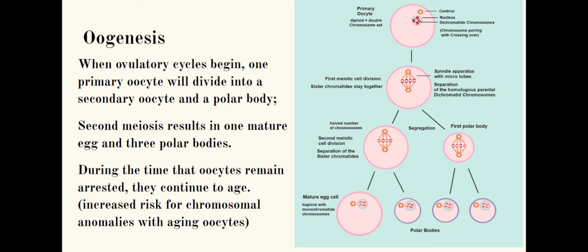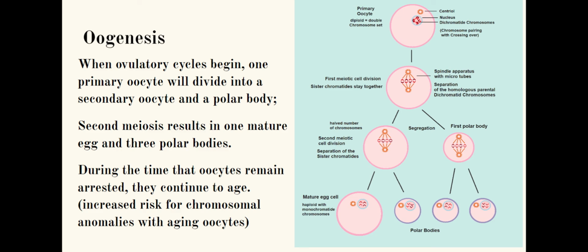When ovulatory cycles begin, and that happens after puberty, after menarche, one primary oocyte will divide into a secondary oocyte and a polar body. So that's kind of what you see here. Okay, you have one cell and then a polar body. Then that divides again, and you have an egg cell which will become a mature egg cell, and there are these 3 polar bodies. So where a man makes sperm, each diploid cell ends up becoming 4 spermatozoa, and they will all mature.